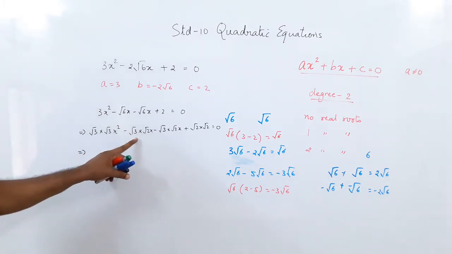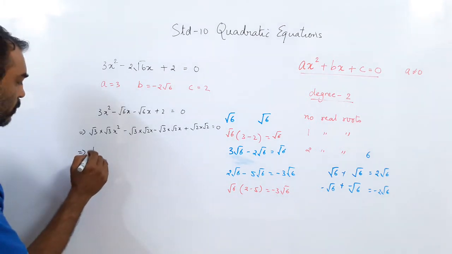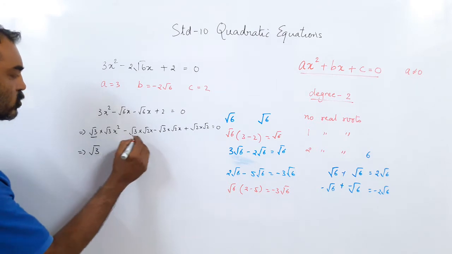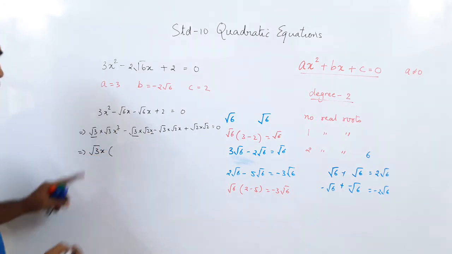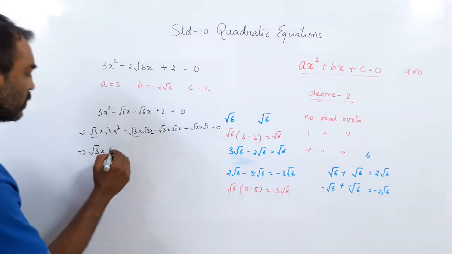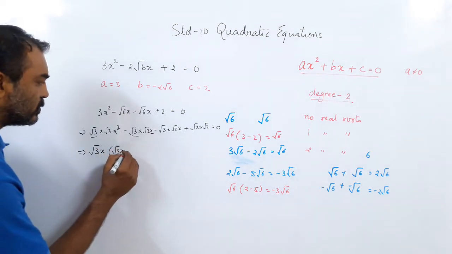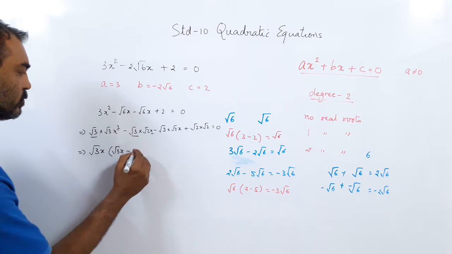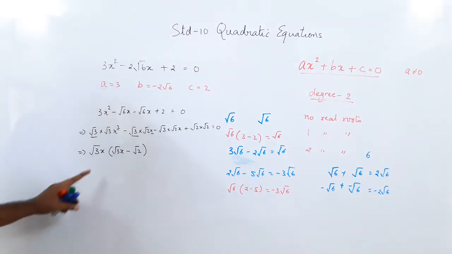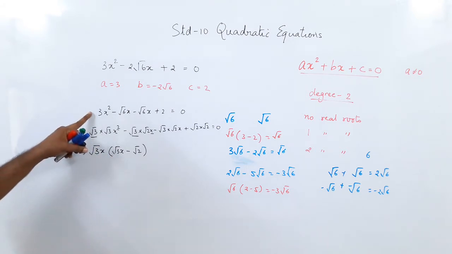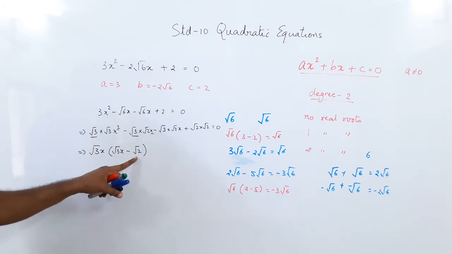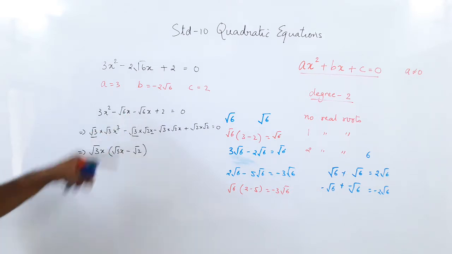Now what comes common out here? Root 3 is common and 1x is common in both. So root 3x will come out. If root 3x comes out, what remains here? Root 3x, and what remains here? Root 2. Check it out. Root 3 into root 3 is 3, x into x square, so 3x square. Root 3 into root 2 is root 6 and x, so minus root 6x.